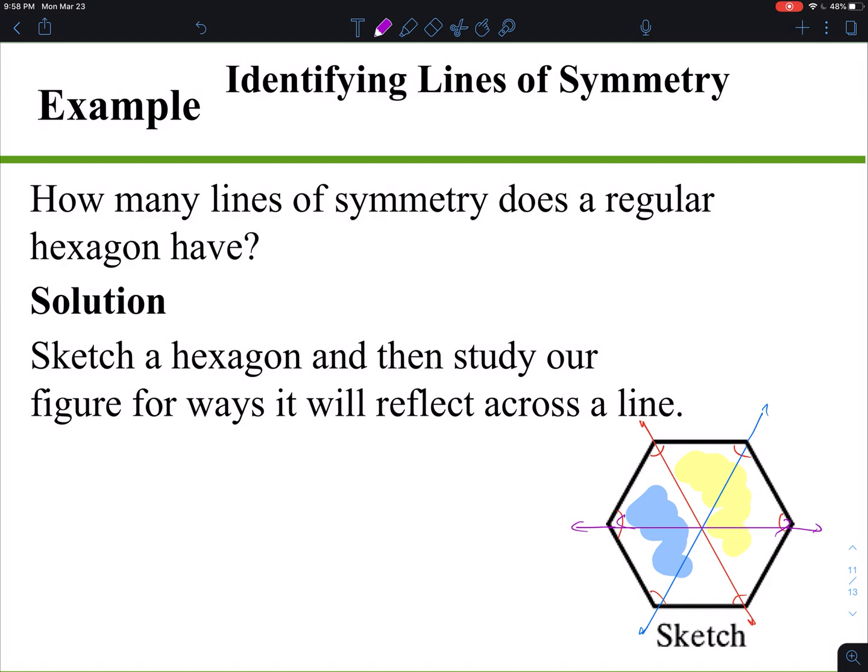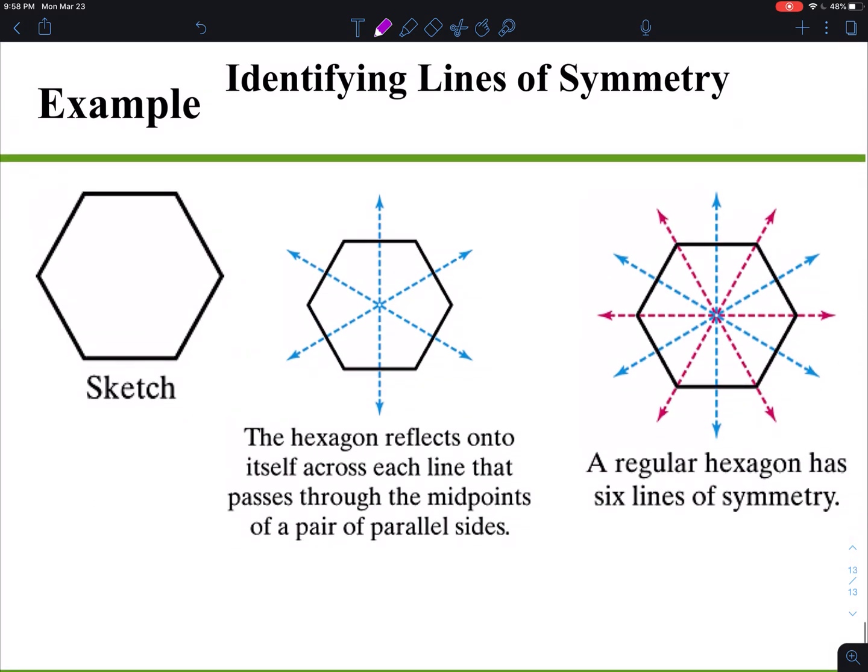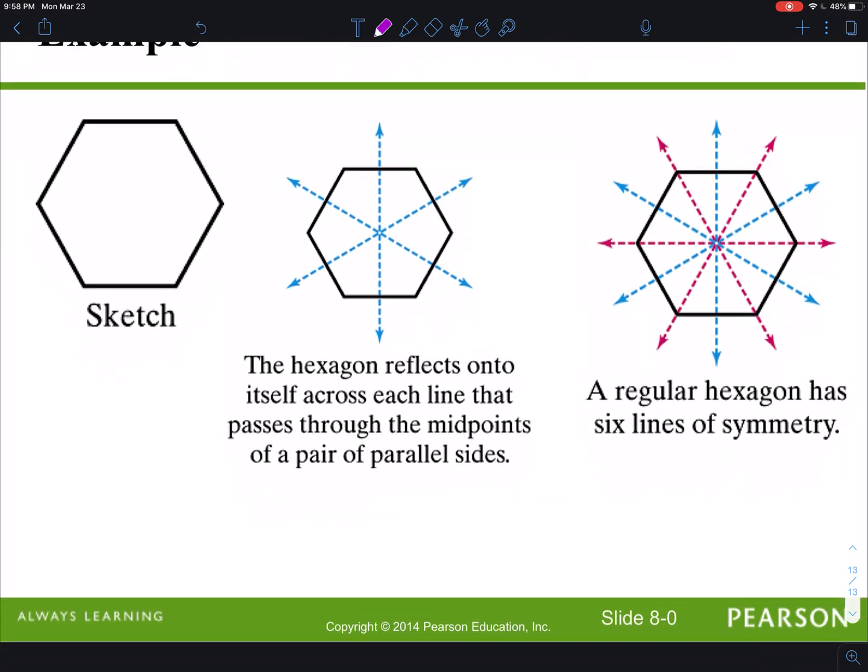So if we look at this now and start going rotationally, this time counterclockwise, I'm going to count this one as 1, 2, 3, 4, 5, and 6. Then how many ways are there to reflect across a line for this specific figure? 6. So here we have the hexagon worked out, and it says a regular hexagon has 6 lines of symmetry.